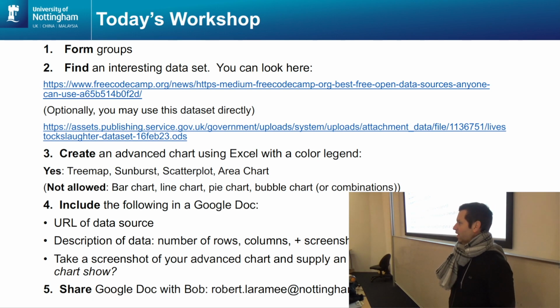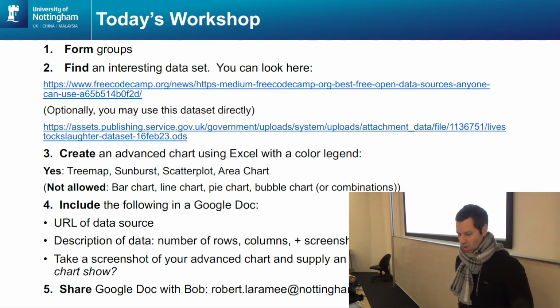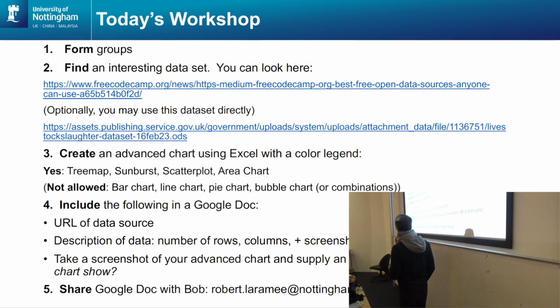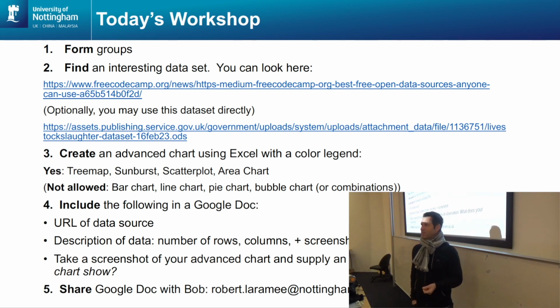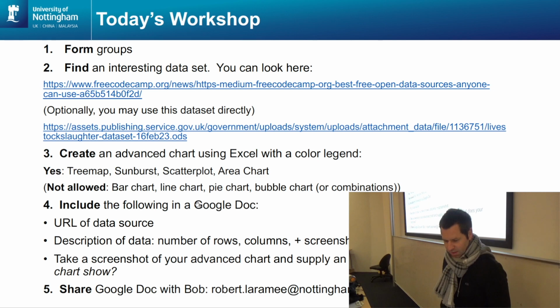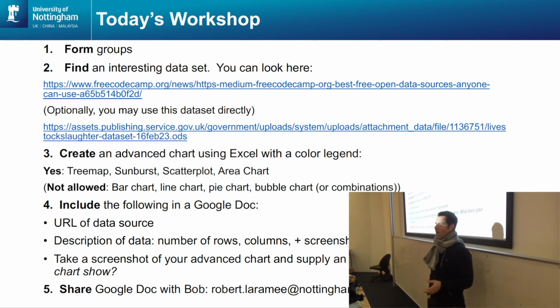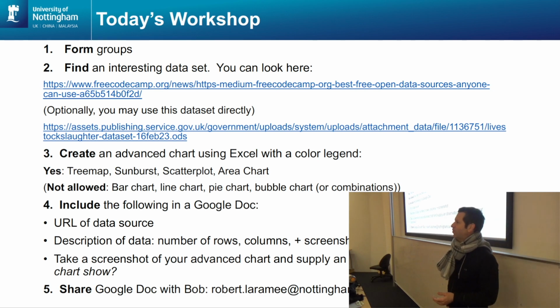It looks like a simple exercise, doesn't it? It looks like it, but it's not as simple as you think it is, actually. There are two steps that are not that simple. One is step 3, create a tree map, sunburst chart, scatter plot, or area chart. That's non-trivial. It's not that difficult, but if you've never done it before, you don't know how to do it, then it's going to take some time to figure it out.